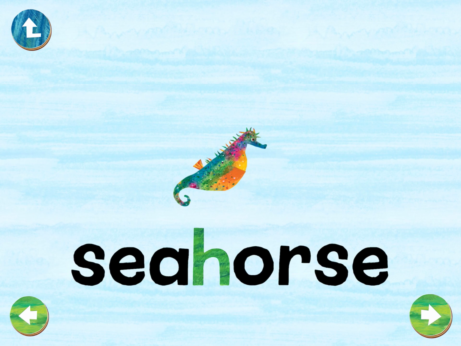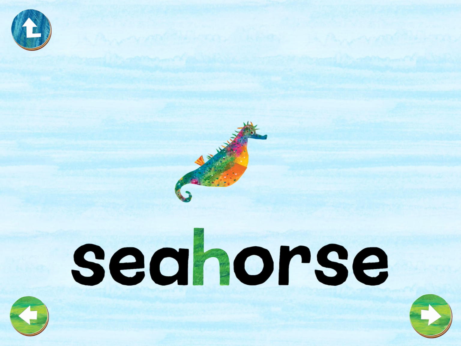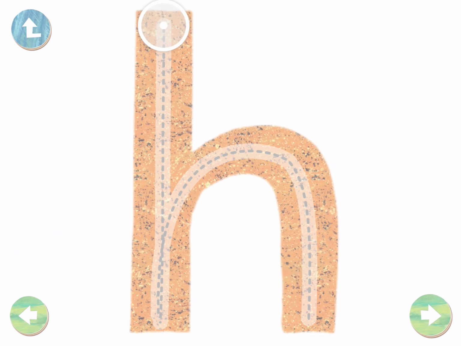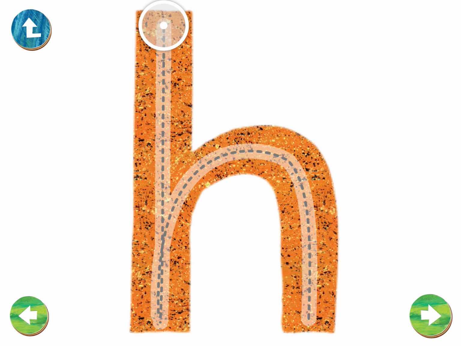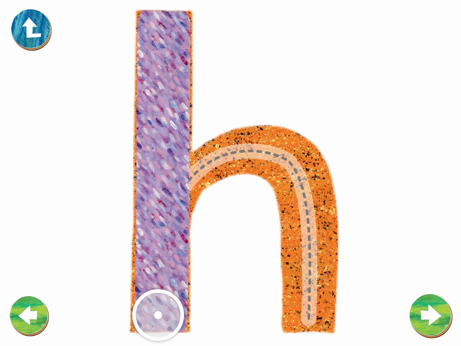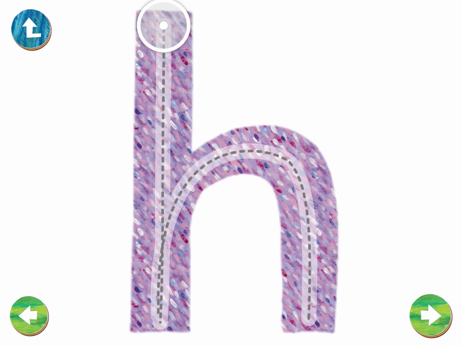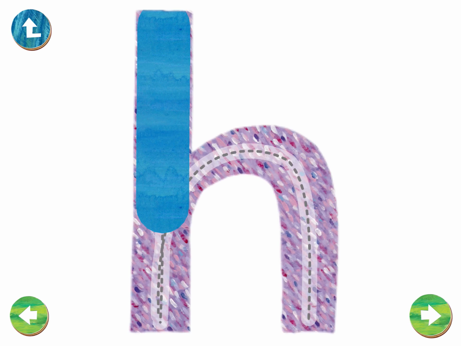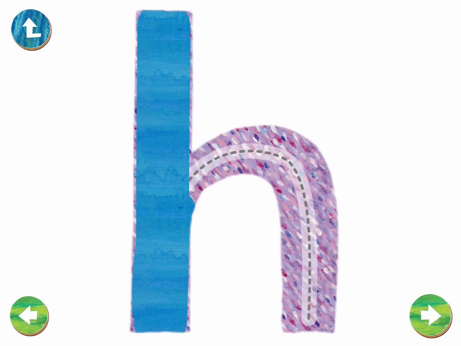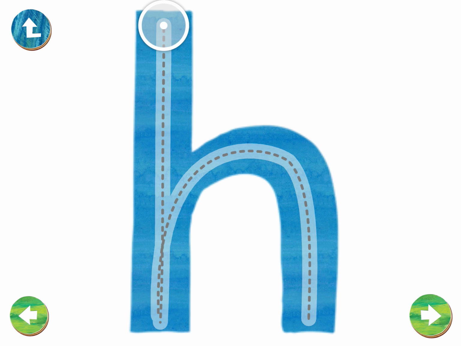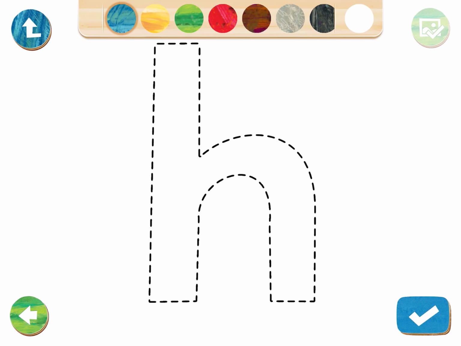H is in the word seahorse. Trace the letter H with your finger. Color the letter any way you like.